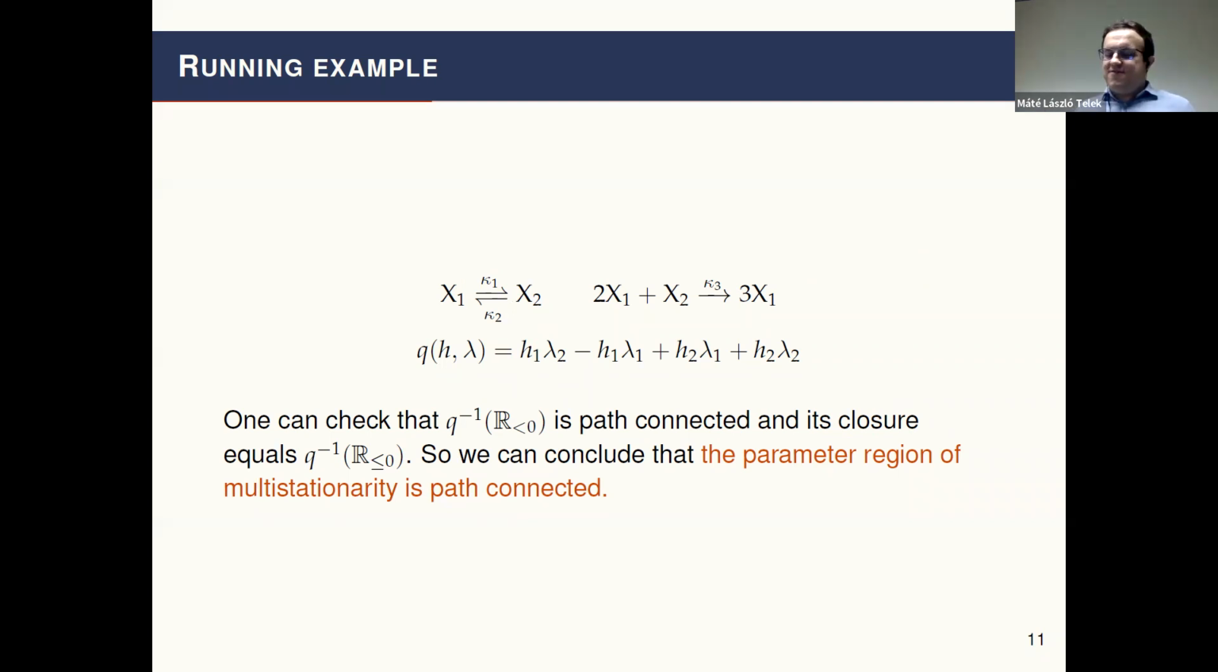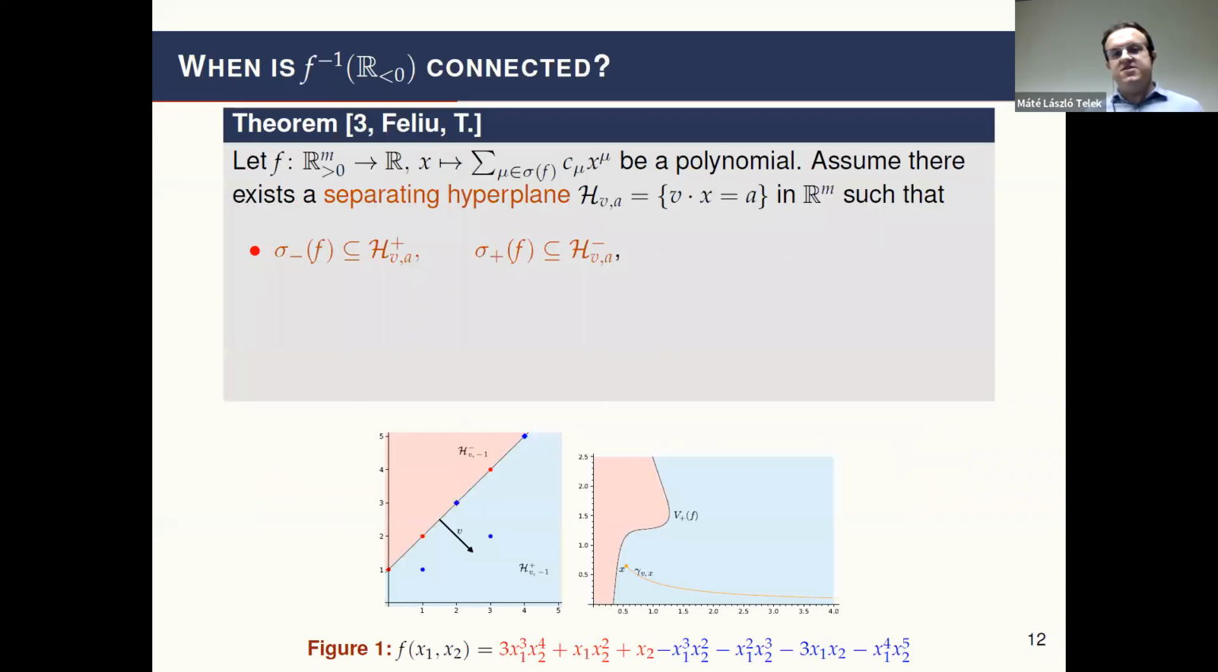But believe me, for larger reaction networks, this critical polynomial can be crazy large. So, and Maple will not tell you whether this set is connected or not. So for that, we have to do something else. And here is a condition, a sufficient condition, that works for surprisingly many reaction networks.